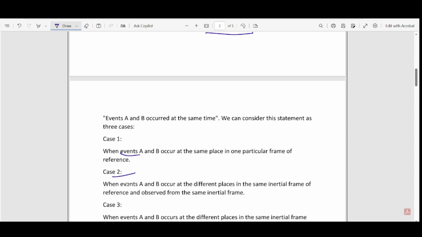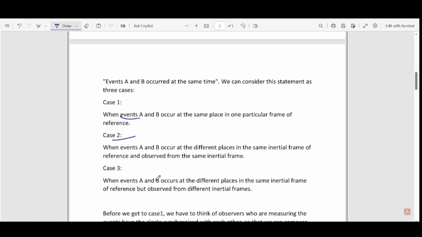But case 3 is the most interesting one. In case 3, two events A and B occur at different places in the same inertial frame of reference, but the occurrence of these events is observed by different inertial frames. This is the most interesting case out of all three, and we will see why. So these are the three cases.